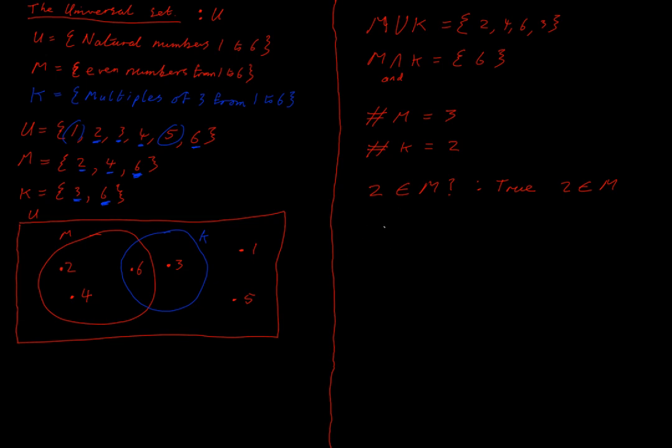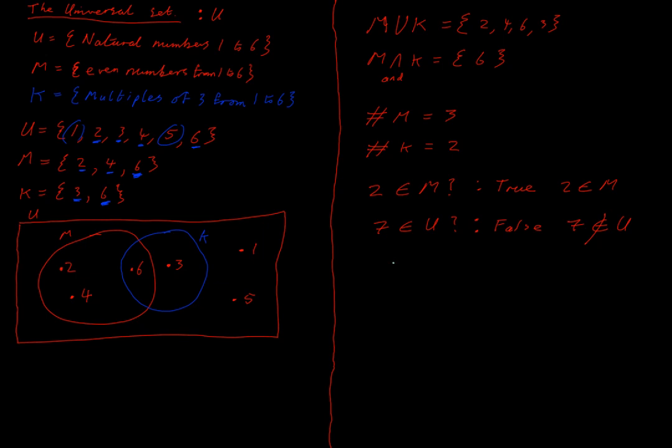Let's ask ourselves another question. 7 element U. Is 7, the number 7, an element of U, the universal set? So we go to our Venn diagram or our list and say, well, no, 7 is not there, so that's false. And how do we write that? It's not an element of the universe. Well, we put a line through it, don't we? So we put a line through element and we say 7 is not an element of the universe. It isn't in our universe.